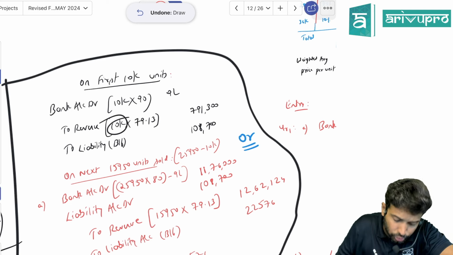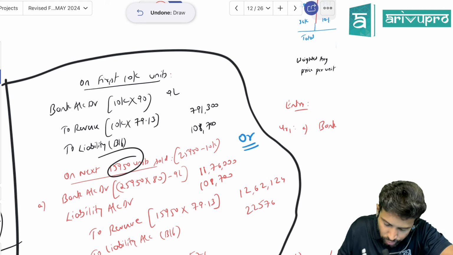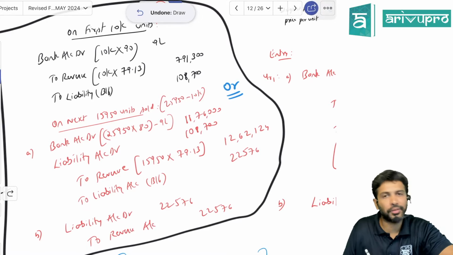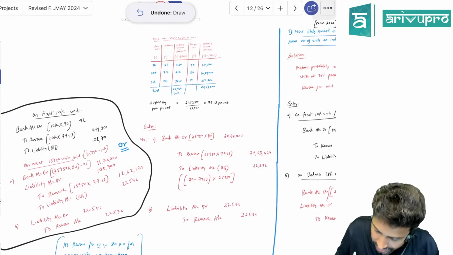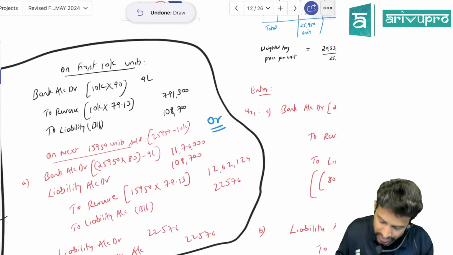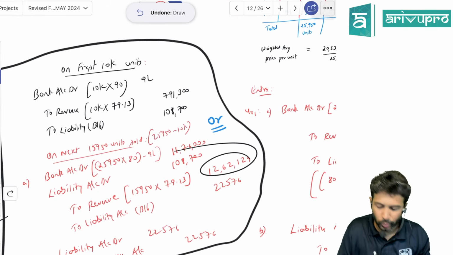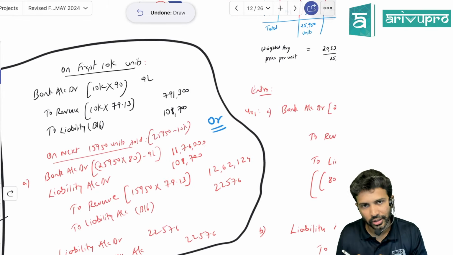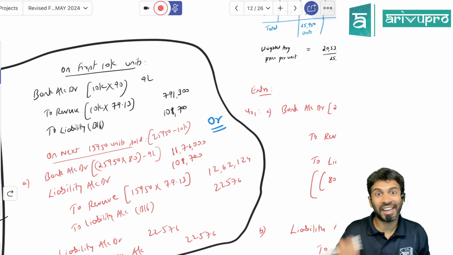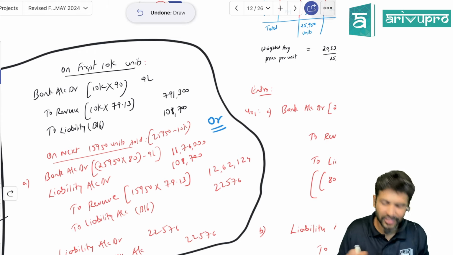So revenue on 10,000 units has already passed. Now the balance units is only 15,950. Now, revenue we've been booking based on what basis? Average price per unit. What is the average price? 79.13. If you do that, you'll get 12,62,124. Correct, sir? If you do, the journal entry will not match. Again, there is a balancing figure, so that we'll call it as liability balancing figure.